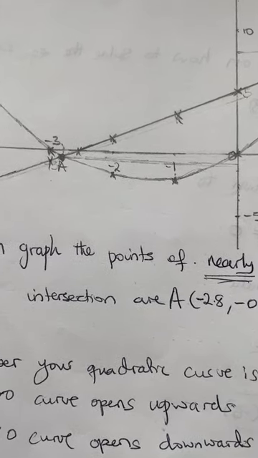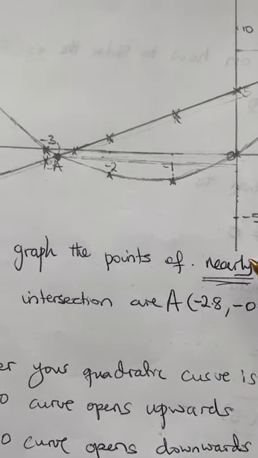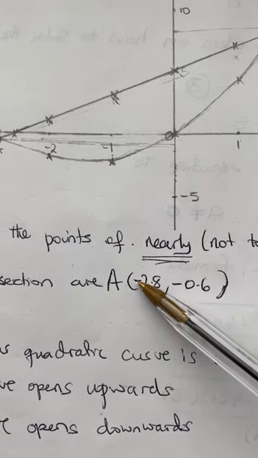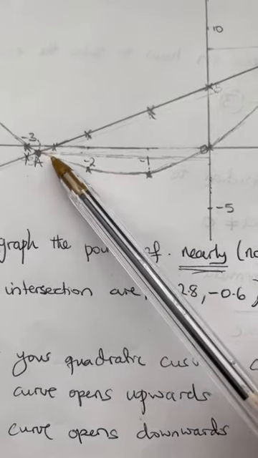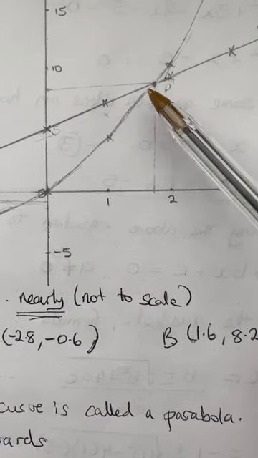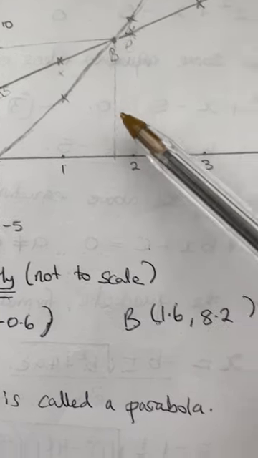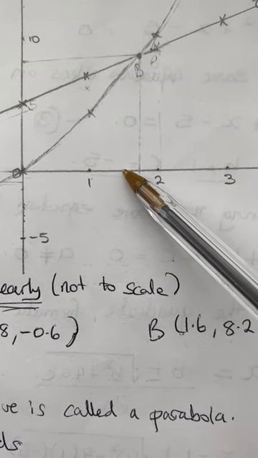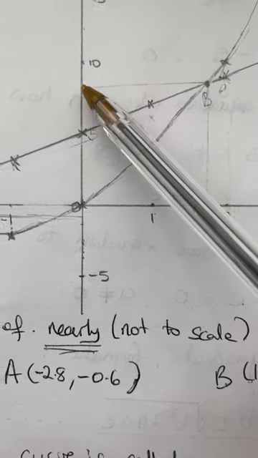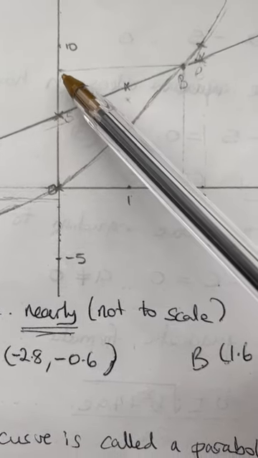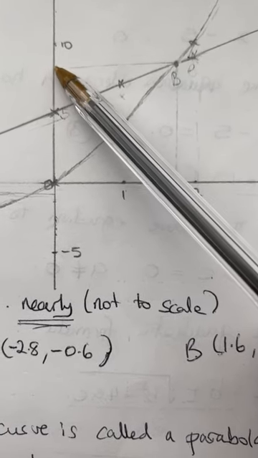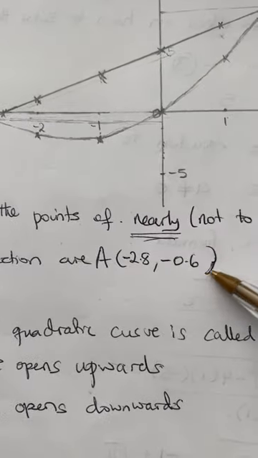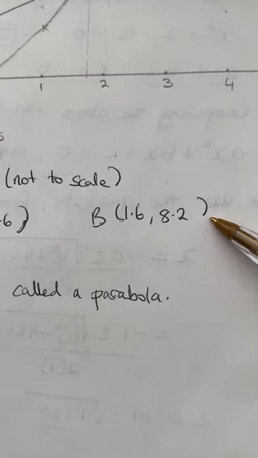If you plot it, maybe even on a graph, but this is not to scale, it's by eye judgment, and you put the scale correctly, you should get minus 2.8 for that point of intersection. And then the second point of intersection now here is 1.6, because it's a little above 1.5, and then 8.2. So between this is 5, half is 7.5. So it's either 8.1 or 8.2. So there, the second point of intersection on the graph is 8.2.